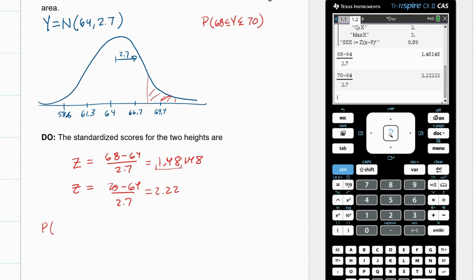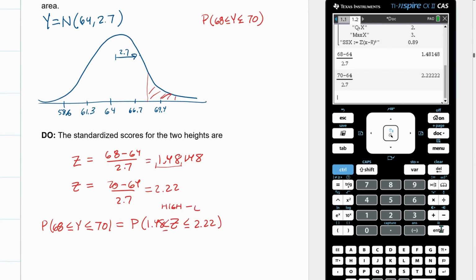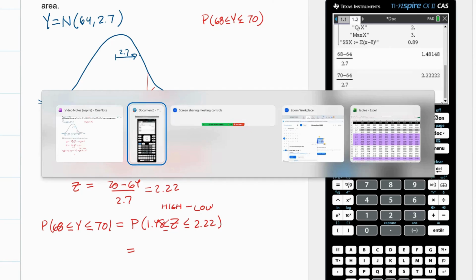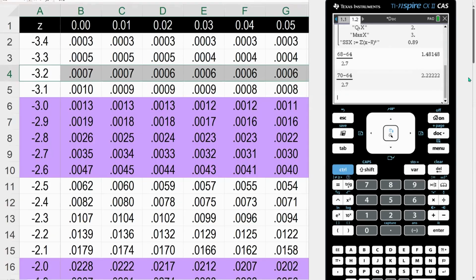All right, so what do we do with that? Well, the probability that the Y value, the random variable value, is between 68 and 70 is the same as the probability that the Z value is between 1.48 and 2.22. Now, this is a high minus low problem, if you remember that from an earlier lesson, where we're going to look up the probability of 2.22.